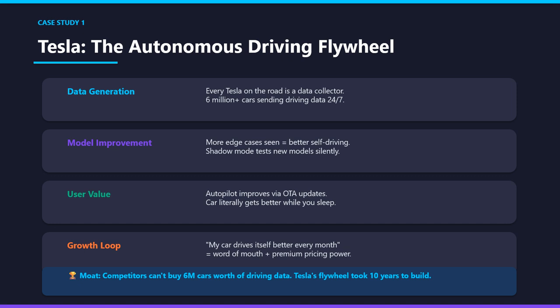So here is the moat. A competitor like Ford or GM can build cameras and sensors. They can hire engineers as well, but they cannot buy 6 million cars' worth of real-world driving data, right? Tesla's flywheel took 10 years to build. A new entrant starts with zero. That gap is nearly impossible to close.